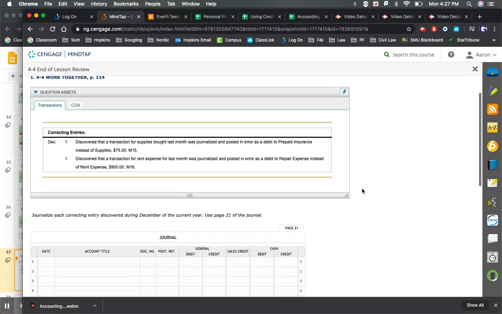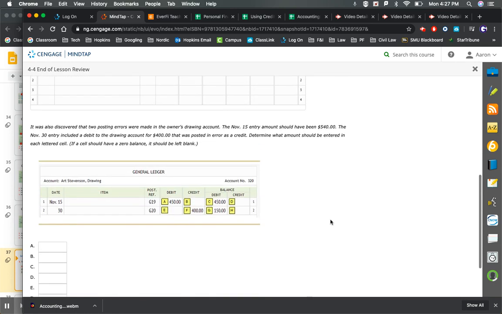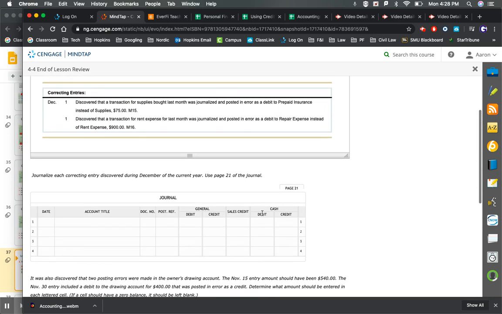So on the work together, we have two erroneous transactions that we're going to first record in the journal, and then there are some other things here talking about what to do with the general ledger and how to fix those, because again, you're not going to cross things out, you're just going to make corrections there. So let's work with the correcting entries first. On December 1st, record our date.